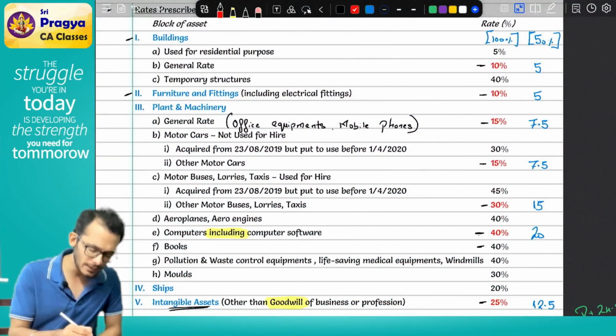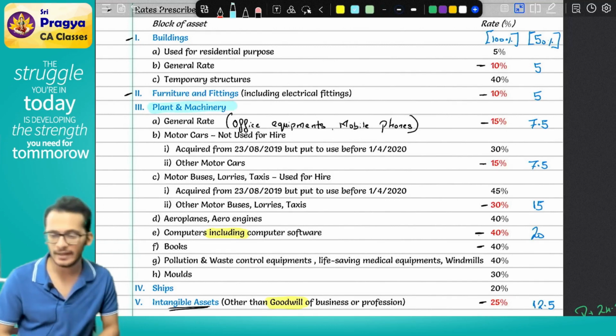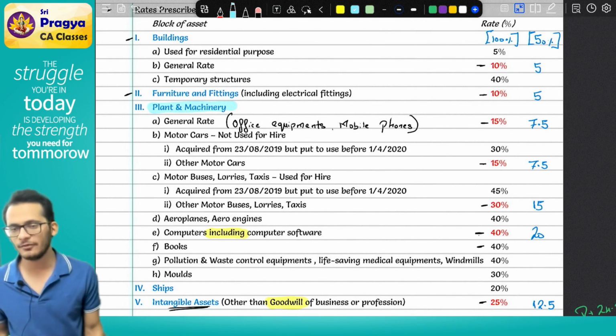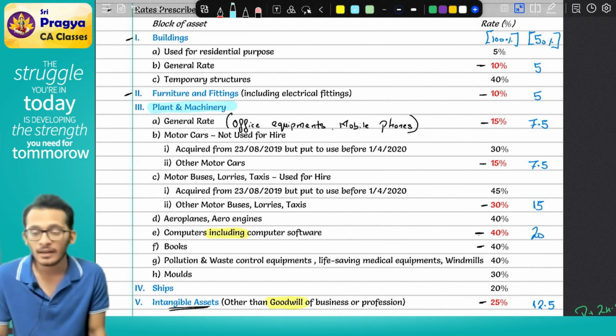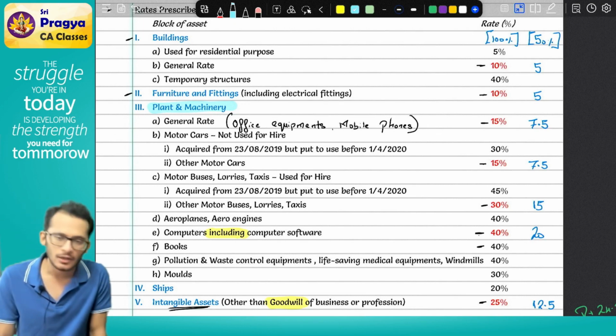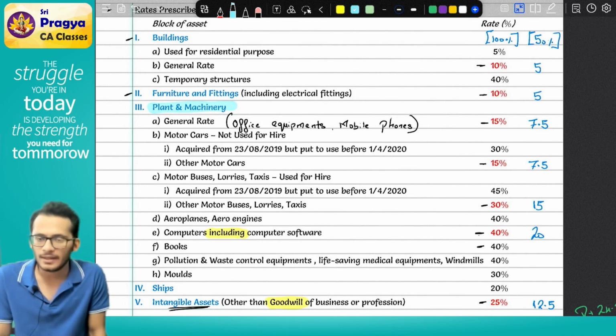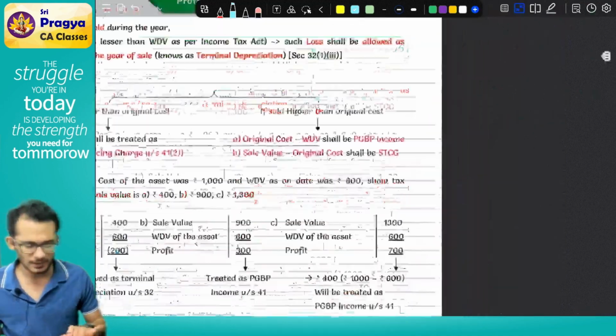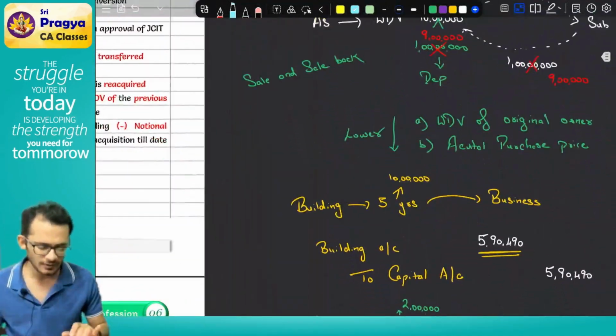You can only claim additional depreciation on plant and machinery, which is only this item. So if you have any kind of furniture, any kind of building, any kind of intangible assets or ships, can you claim additional depreciation? No, you can only claim it on plant and machinery. Yes or no? Yes.